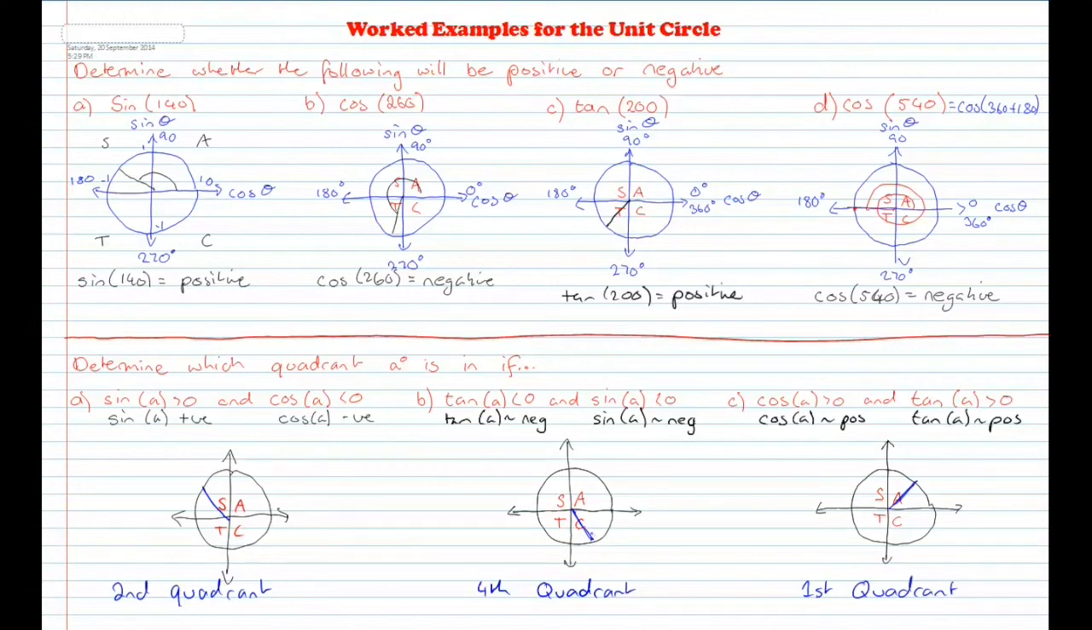In question C, we're looking for where cos A is greater than 0, therefore cos A must be positive. Tan A is greater than 0 as well, so therefore tan A must be positive. Now if we have a think about that, both cos and tan are positive in the first quadrant, whereas over here they'll be negative, both of them will be negative. And over here in the third, well, cosine's going to be negative, and we're looking for where it's going to be positive, and over here tan's going to be negative, so it can't be in the fourth one either, so therefore it must be in the first quadrant.